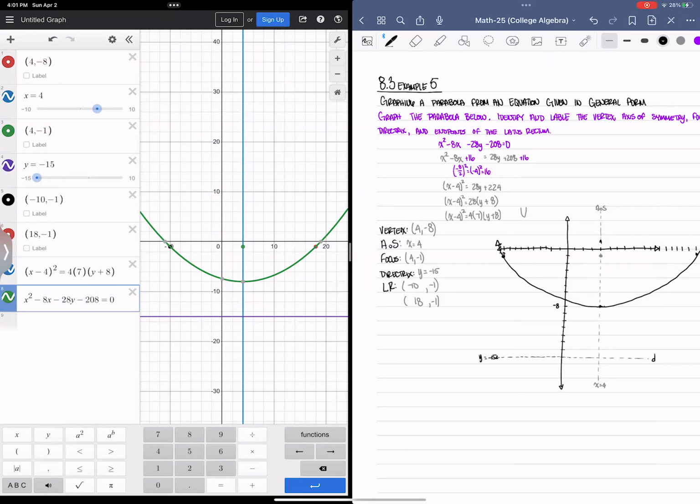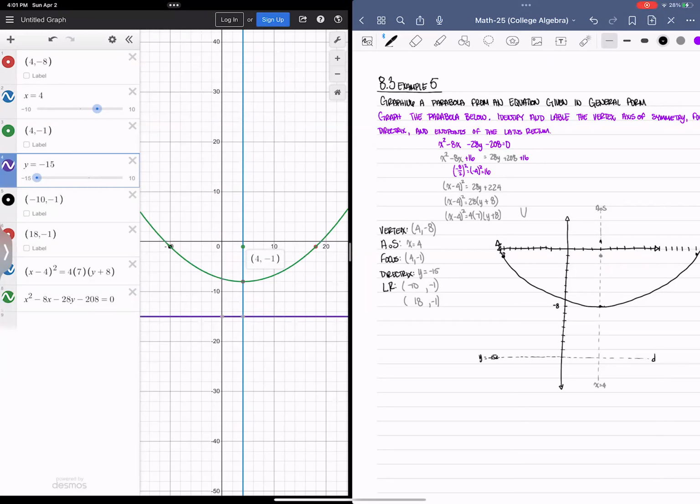There we go. We have our focus right here. We have our directrix, the points that make up our latus rectum right there. And of course, the main part, the vertex.